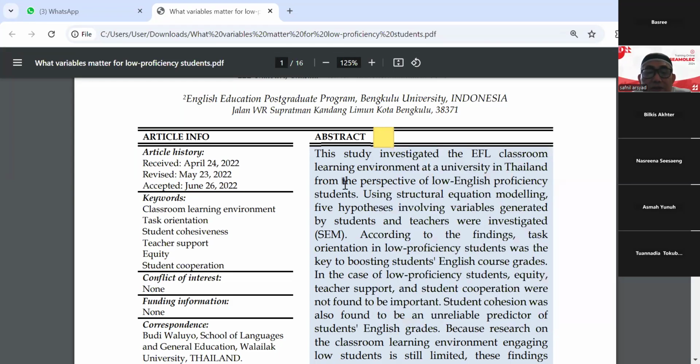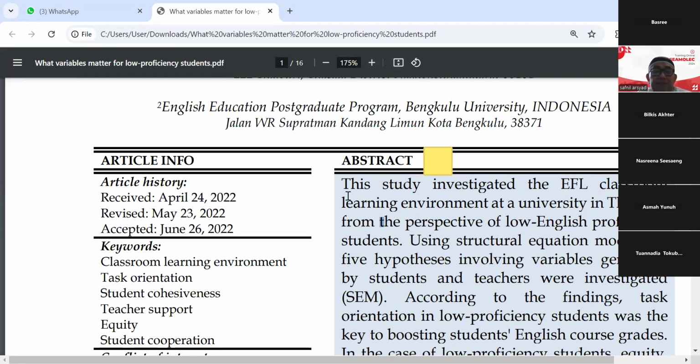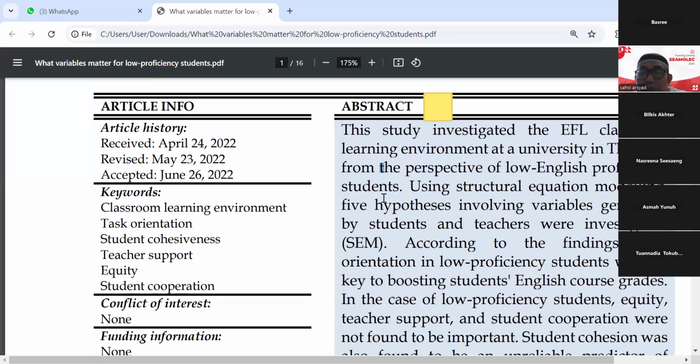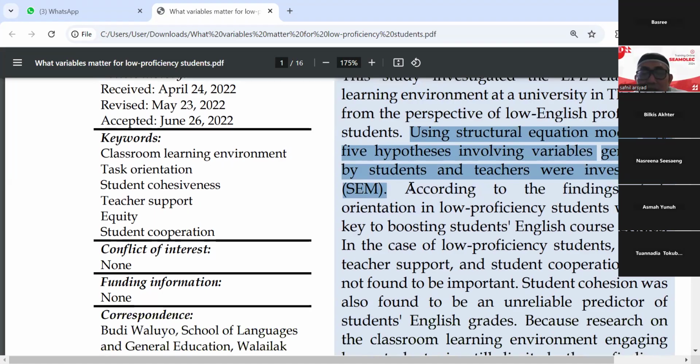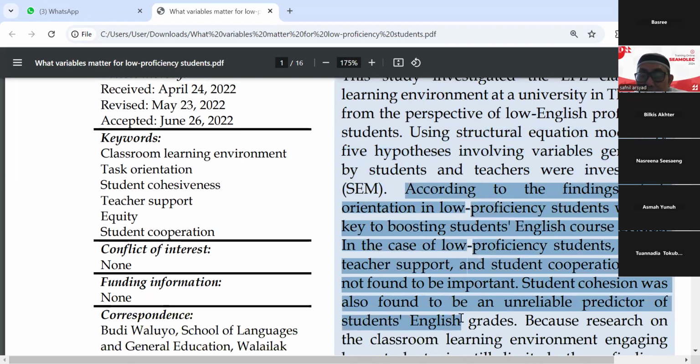Now, how many moves? Four moves. Let me make it bigger. Can you explain, Ms. Rina? What is the first sentence? What move is it? There's no first move, so this is the second move. This study investigated the purpose. The study purposes. Move three, using structural equation model. According to the findings, move four.